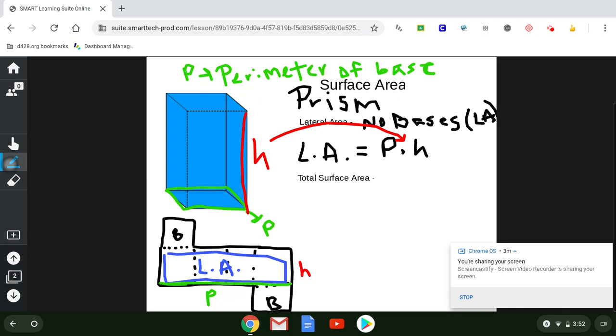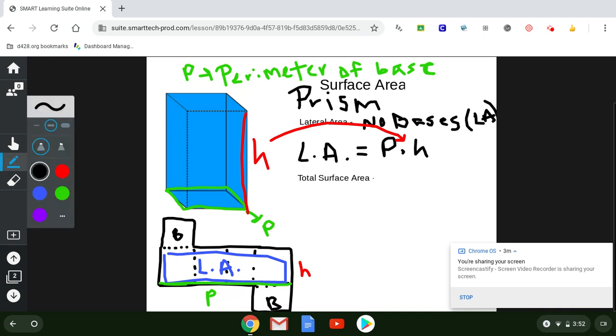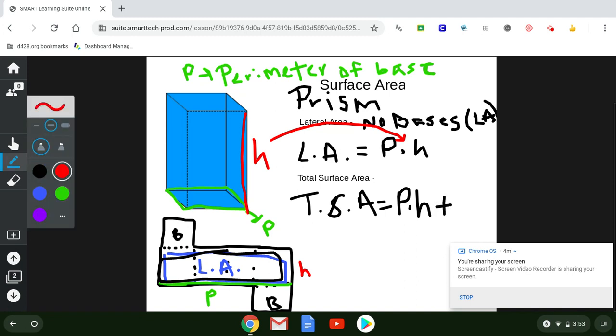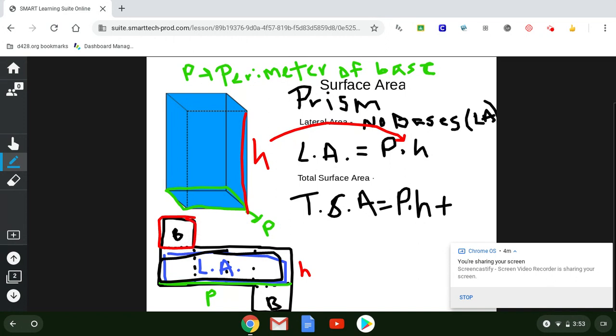Okay, so total surface area is actually the area of the bases plus the lateral area. So to do the total surface area, TSA is what I use for abbreviation. I'm actually going to take the lateral area, so the area of all this here, and to do that, it's perimeter times height. And I'm going to add it to the two parts of the net we haven't found yet, and that would be the bases here. So I'm going to add it to the area of the bases.